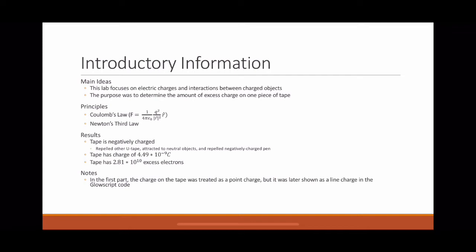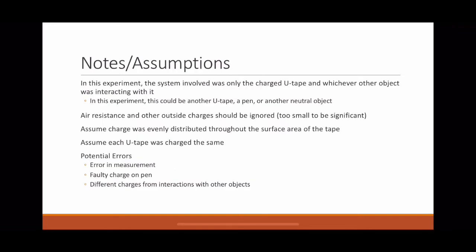In these calculations, I treated the tape as a point charge, but later I showed it as a line charge in the Glowscript code. Some assumptions: I assumed that charge was evenly distributed along the tape and that each U-tape was charged the same. I ignored air resistance and outside charges. And the system was only the U-tape and whatever object was interacting with it. Some potential errors are error in measurement, faulty charge on the pen, and different charges from interactions with other objects.